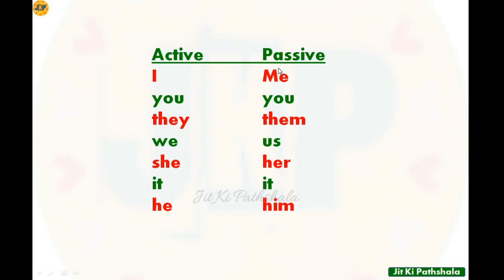So when you change a sentence from active to passive voice, the subject changes into object, and it changes like I becomes me, you stays you, they becomes them, we becomes us, she becomes her, it stays it, he becomes him. So these are some of the important things you should know while solving the questions from the voice. Now let's begin the questions here.